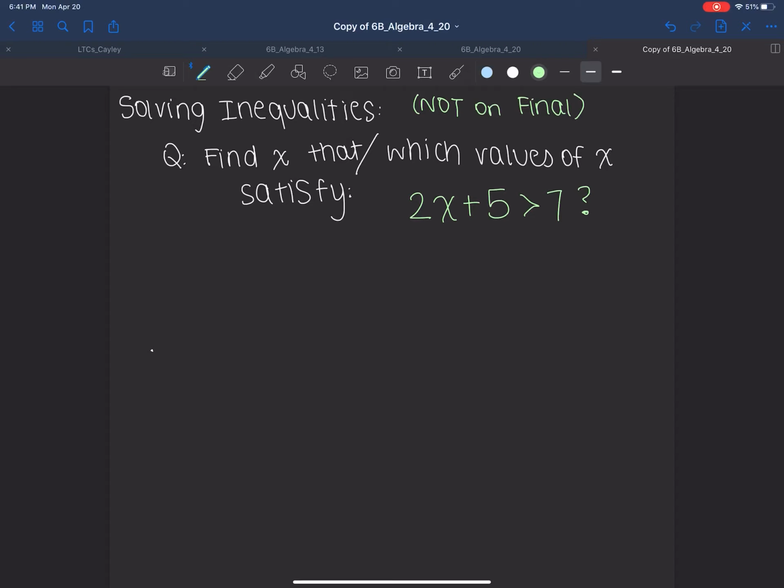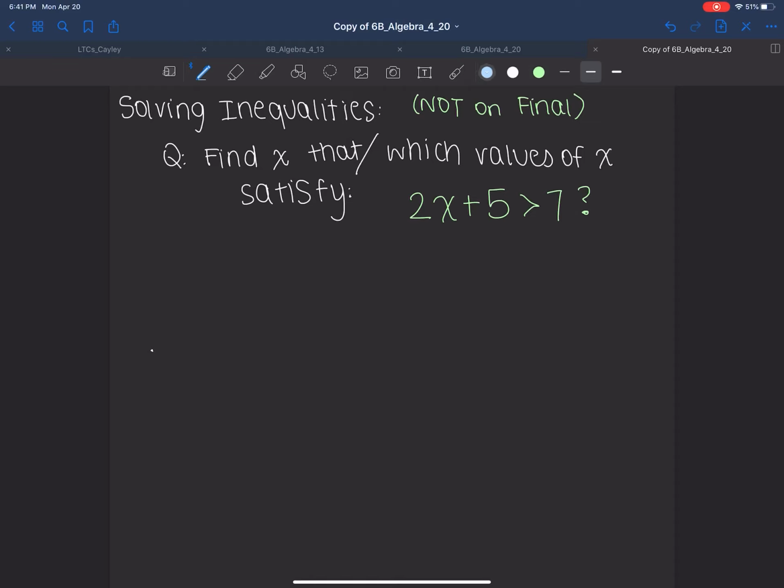But now it seems like we can go bigger. So I can try x equals 10, and that will work. I can also try x equals 100, and that will work. But this doesn't really answer the question: what are all the values of x where this works? In order to answer that question, we have to solve the inequality.